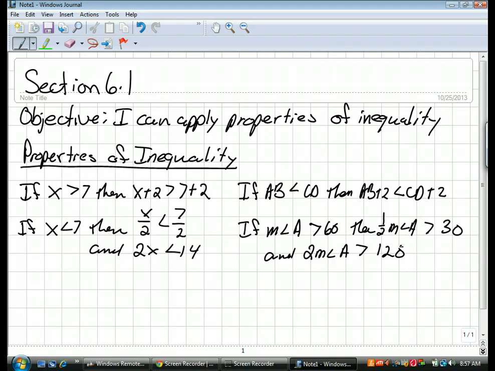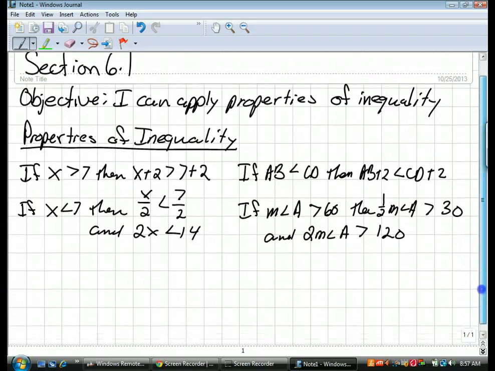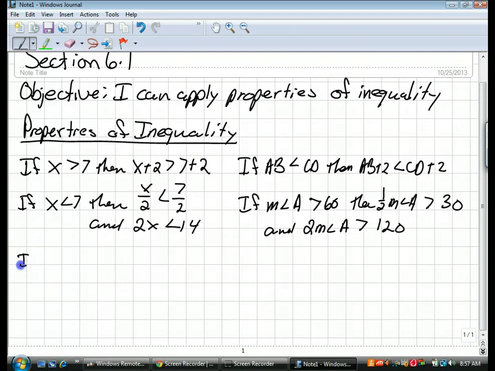Okay? Right. The third property of inequality is if x is greater than y and y is greater than 7, then x is greater than 7. So this is kind of similar to the transitive property, only we just don't call it the transitive property, it's just a property of inequality.